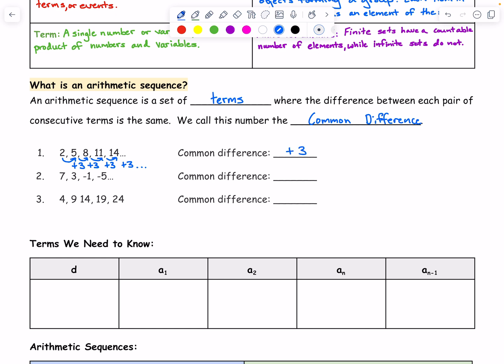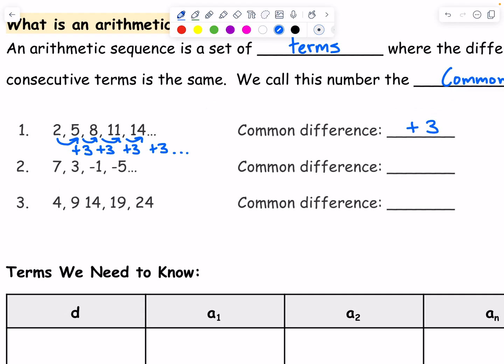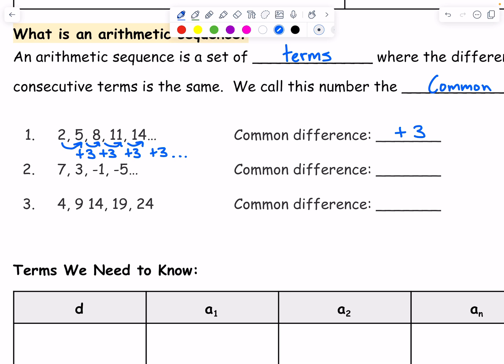Let's look at another example: 7, 3, -1, -5. Let's try to figure out the common difference. To go from 7 to 3, we're getting smaller, so it looks like we have to subtract 4. Let's see if we can also subtract 4 to go between the next two terms. Is 3 minus 4 going to give us -1? Yes, so that's the same. And then to go from -1 to -5, we could also subtract 4. So our common difference this time is to subtract 4.